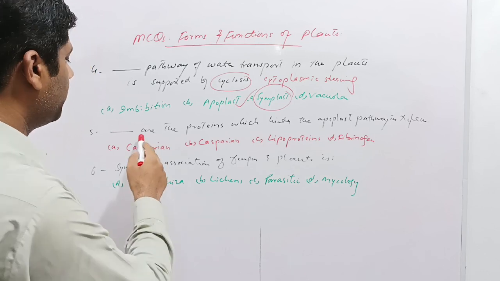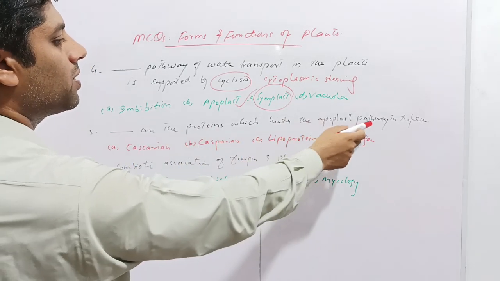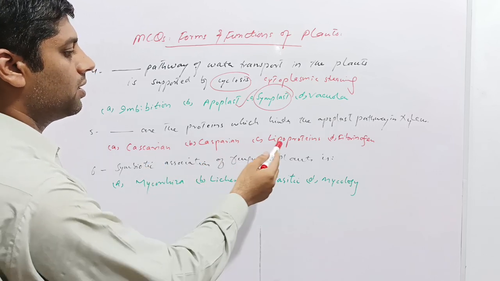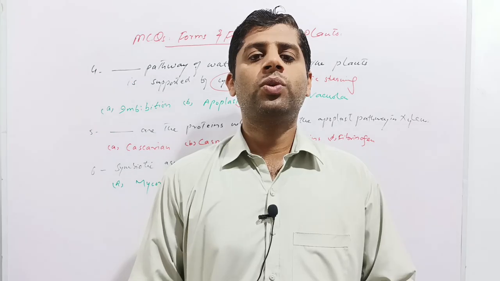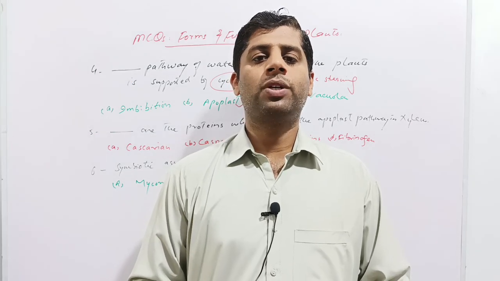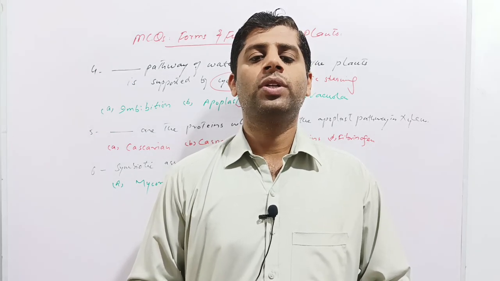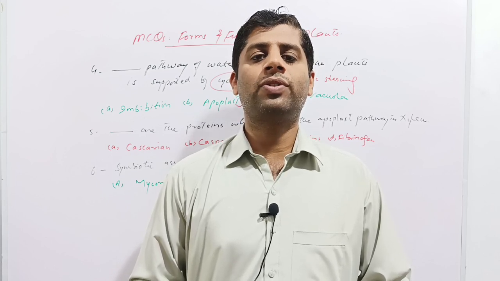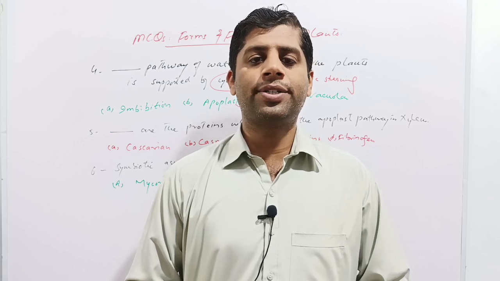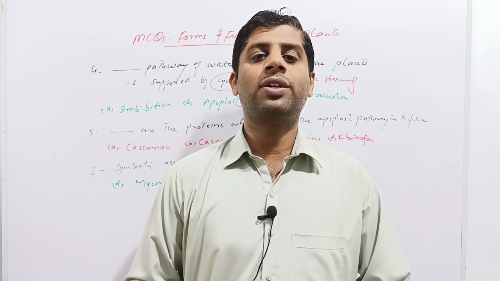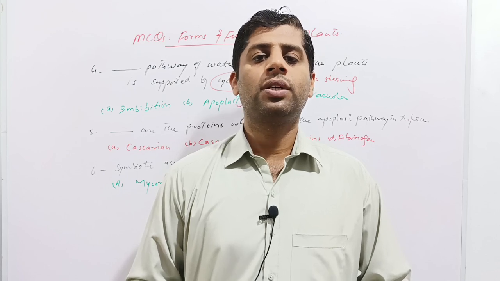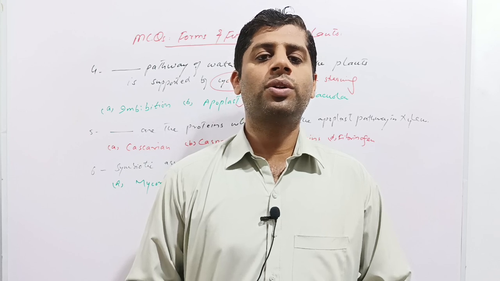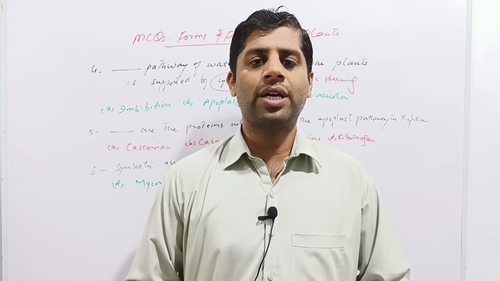Next question is, dash are the proteins which hinder the Apoplast pathway in the xylem. Given options are Cascarian, Casparian, lipoproteins or fibrinogen. As you know that the Apoplast is a dead pathway or non-living pathway of transportation of water across the roots, in which the water moves across the cell wall of the cells of the roots or intercellular spaces. Both of the cell wall and intercellular spaces are non-living or dead spaces. So by means of Apoplast pathway, the water enters from the soil to the root hairs. Then from the root hair, it is transported across the roots from epidermis, cortex, endodermis and then pericycle, and finally it reaches the xylem vessels.